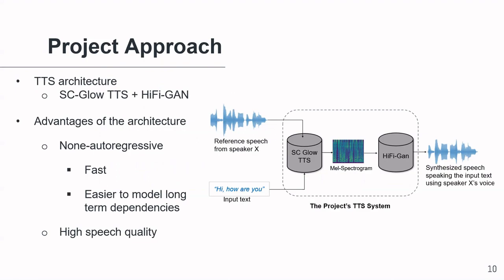We use this architecture because it is not autoregressive unlike many other TTS systems, and being non-autoregressive means that the TTS is fast during inference and is able to perform more robustly when the input text sequence is long. Also, this TTS framework demonstrates its ability to generate speech with high quality based on results from research papers.